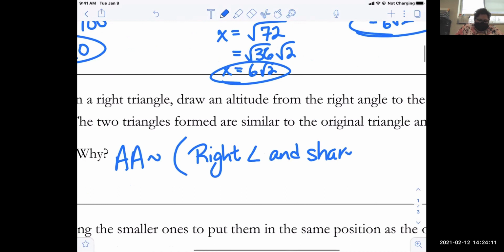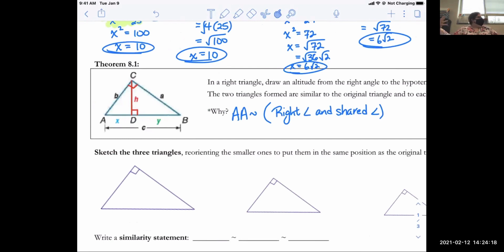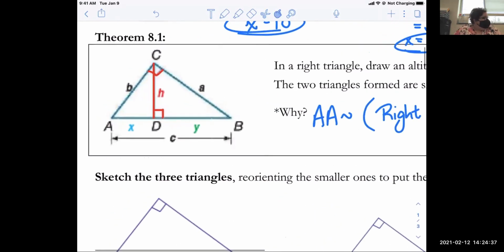Now, technically, baby triangle is similar to Papa triangle and Mama triangle is similar to Papa triangle. And then Mama and baby are similar because they're both similar to Papa. So it's like a transitive kind of thing. Triangle 1 is similar to triangle 2, and triangle 3 is similar to triangle 2. Therefore, these two are similar to each other. Okay, but when you drop an altitude in the right triangle, you create two triangles that are similar to each other and to the original triangle.